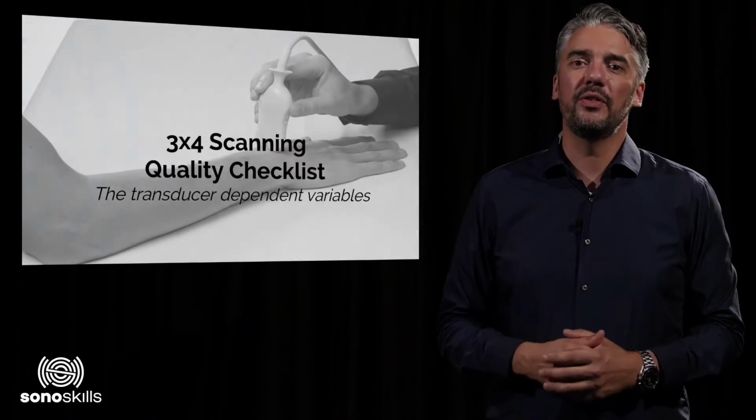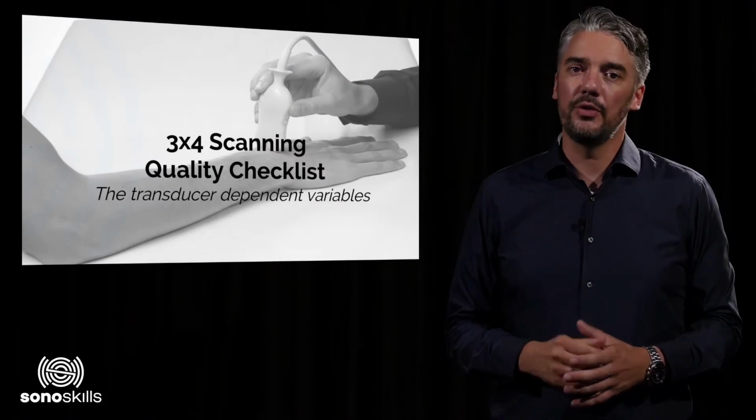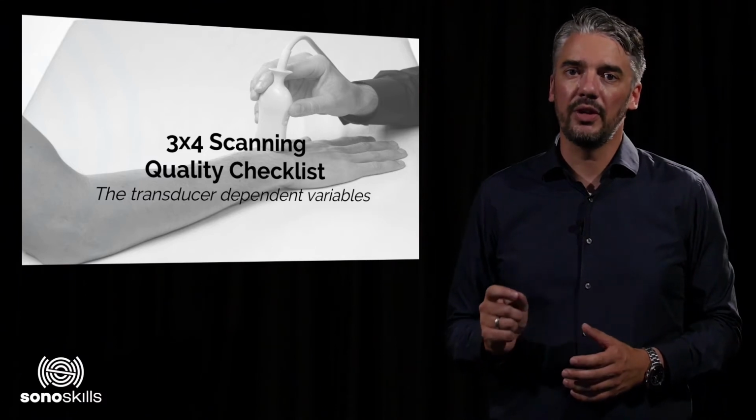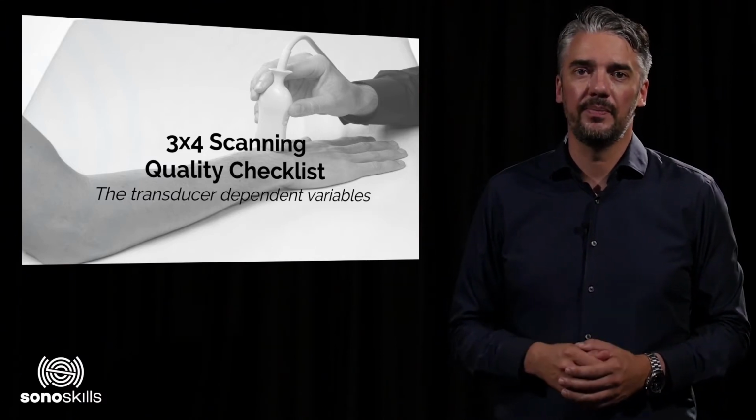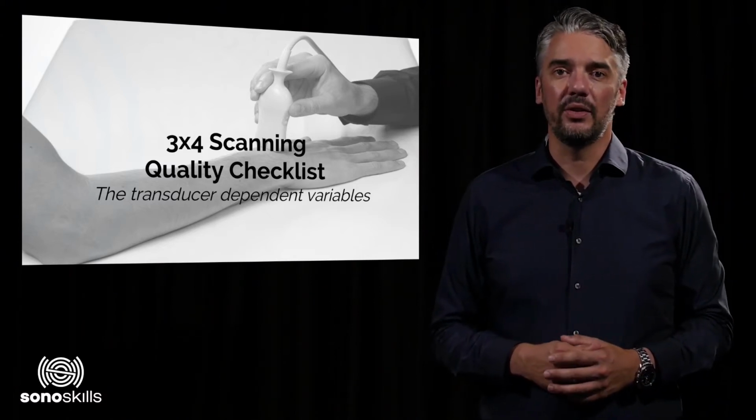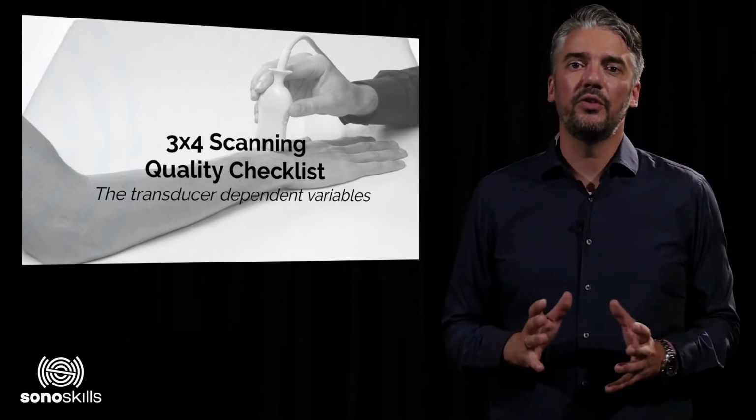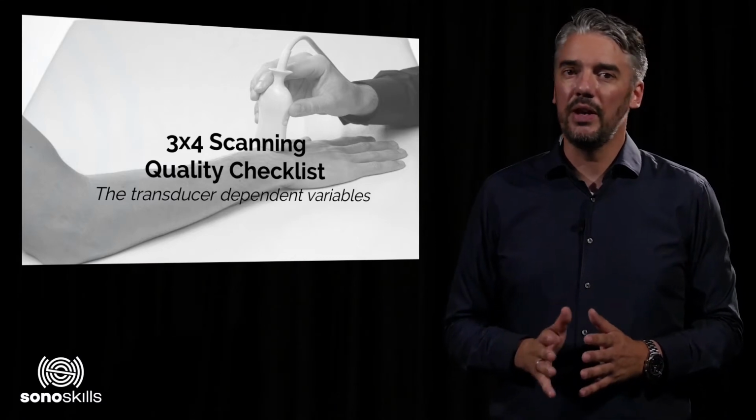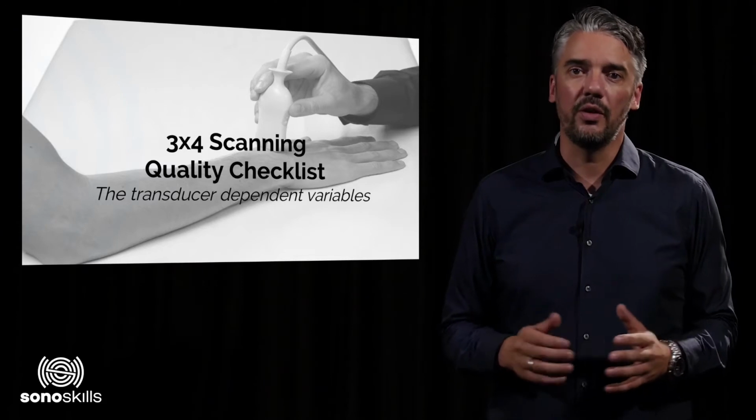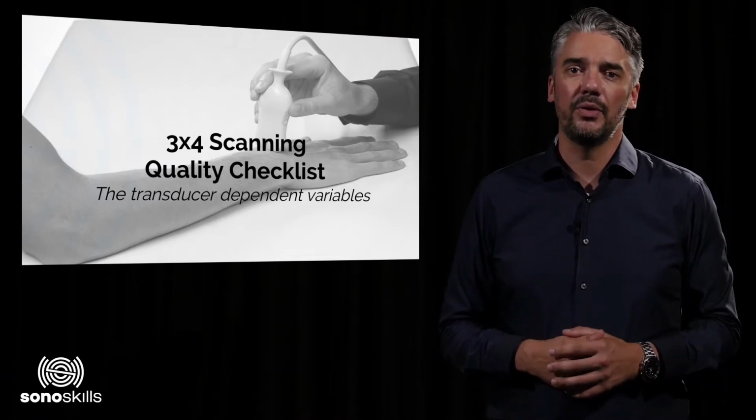The goal of this presentation is to explain the transducer-dependent variables of the 3x4 scanning quality checklist that should be used in daily musculoskeletal ultrasound clinical practice. Using this checklist will ensure that you scan your patients in a critical and qualitative way and that you lower the risk of false positives and false negatives.